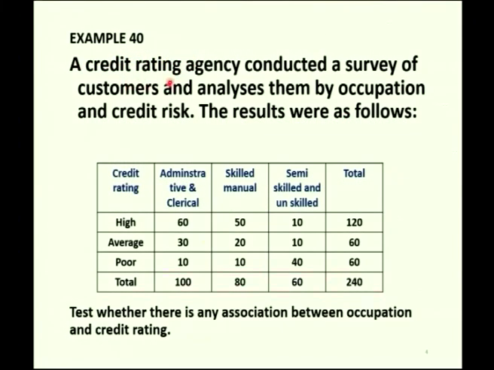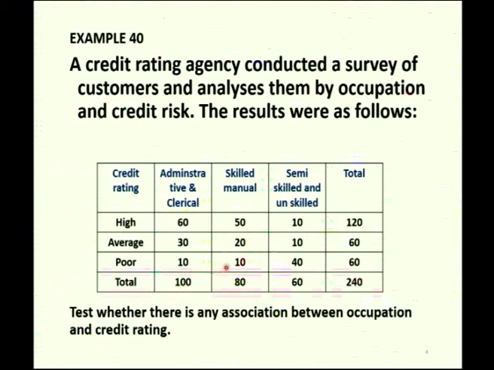This example goes like: a credit rating agency conducted a survey of customers and analyzed them by occupation and credit risk. The results were as follows. Credit rating is high, average, poor, based on administrative and clerical skills, skilled manual and semi-skilled, and unskilled customers. The credit rating is high for 60 customers with administrative and clerical skills, average for 30, and poor for 10. Like that, this tabular column has been given to you, which is a 3x3: 3 rows, high, average, poor, and 3 columns, administrative and clerical, skilled manual and semi-skilled, and unskilled customers. So, this is a 3x3.